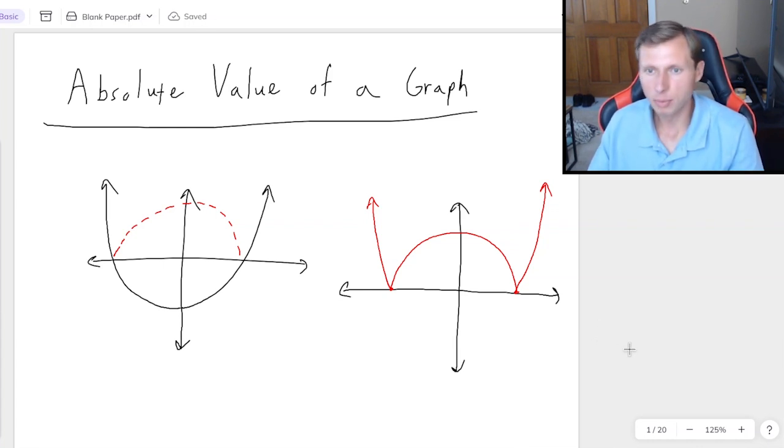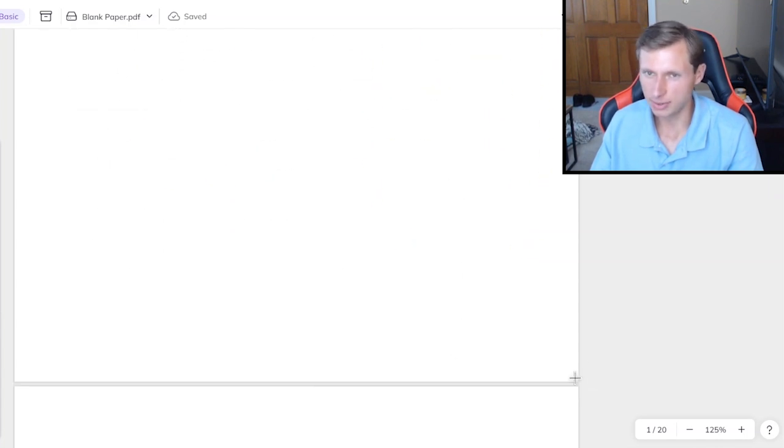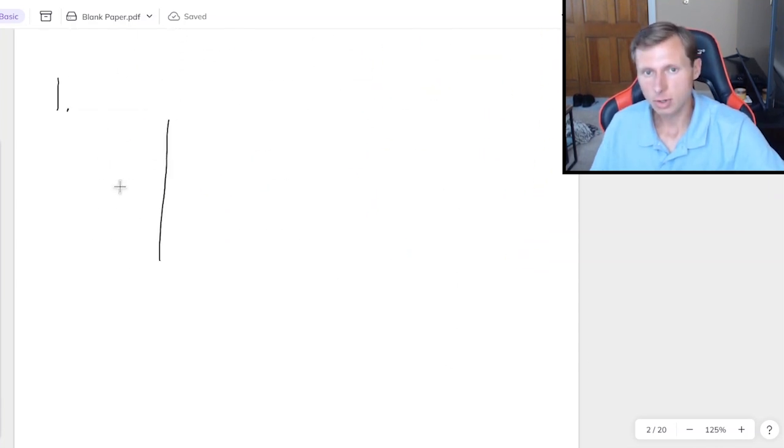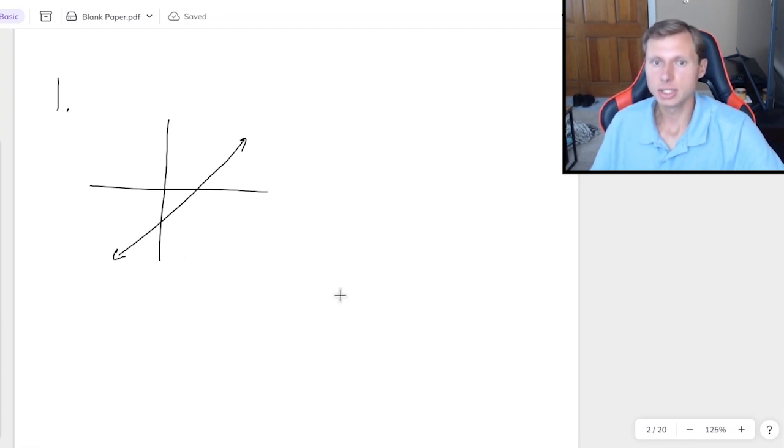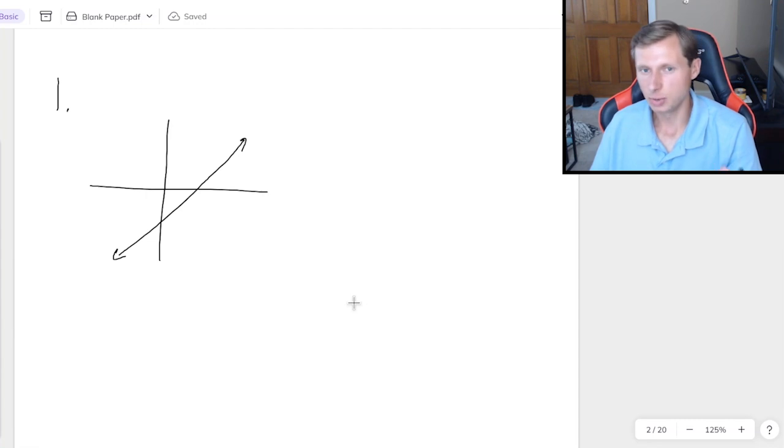Now let's just do a couple more examples of this to see what's going on here. For my first example, let's say I have this function right here, and I just want to graph the absolute value of this function. I don't care about what the function is, I just want to find the absolute value. So go ahead, pause the video, give it a try, and when you're ready to see the solution, unpause the video.